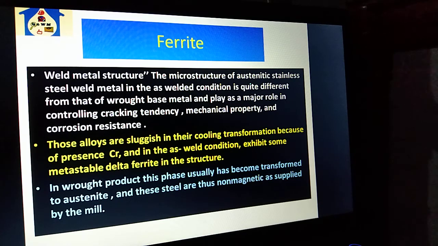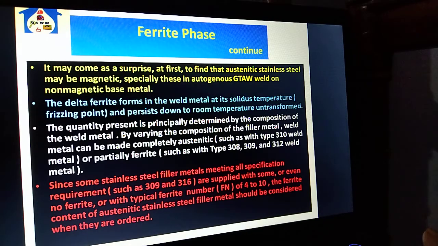In wrought product, this phase usually has become transformed to austenite, and these steels are thus non-magnetic as supplied by the mill. It may come as a surprise at first to find that austenitic stainless steel may be magnetic, especially in autogenous GTAW or TIG welding on non-magnetic base metal.